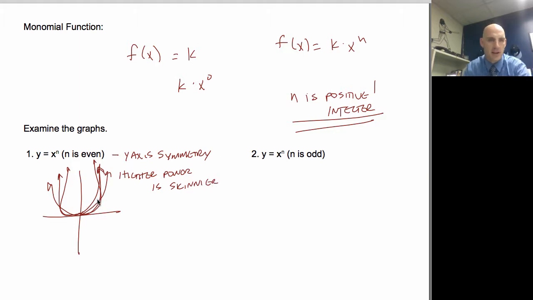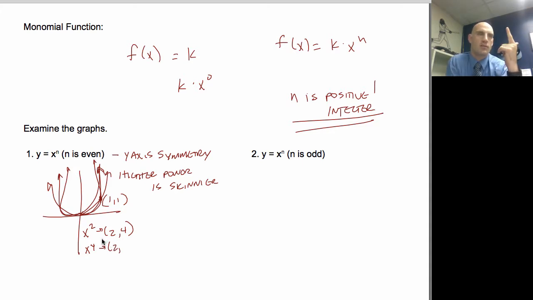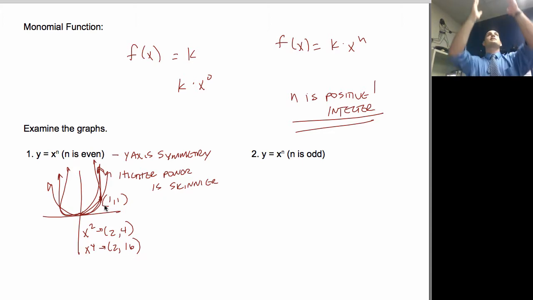Why is that? Well, think about it for a second. They're all going to go through 1, 1 because 1 to any power is 1. But as I get up into these other values, like say for example 2, if it was x squared, it'd be 2 comma 4. If it was x to the 4th, it'd be 2 comma 2 to the 4th. So 2 times 2 is 4, times 2 is 8, times 2 is 16. So it's going to go through 1, 1, but then it's going to get skinnier because it has to, because the y values increase so much more as I increase that power.